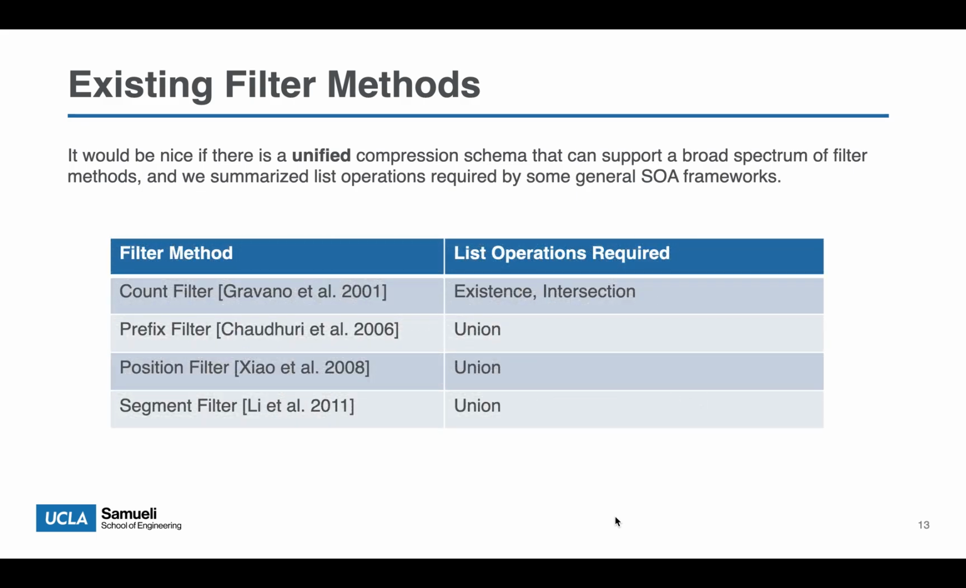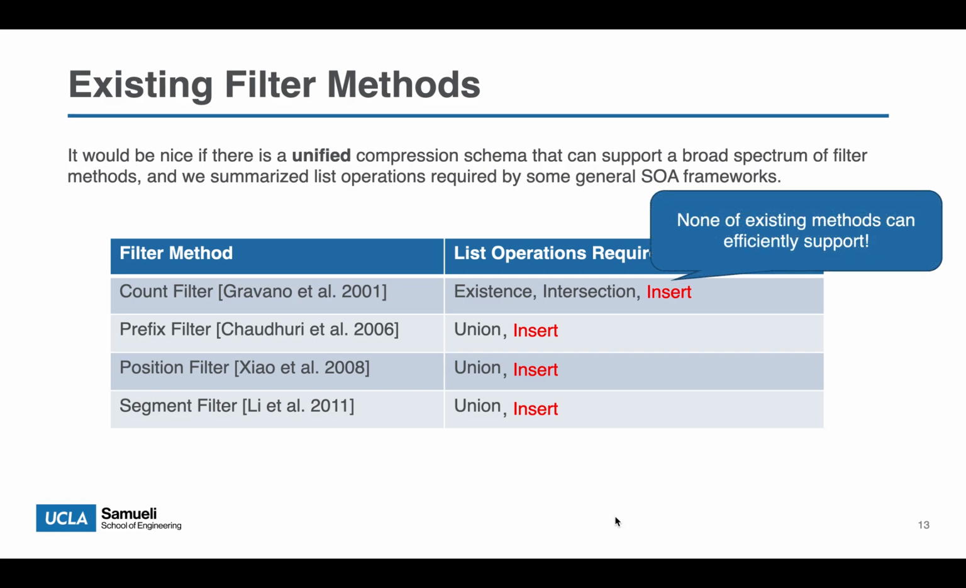So the count filter just checks how many shared signatures there are within a pair. The prefix filter looks at the prefix information. The positional filter additionally looks at some positional information, and the segment filter tries to partition the string into disjoint parts. So the count filter requires list operations such as existence checking and intersections, while other filters require union operations. And this is only for string similarity search. If we're talking about string similarity join, all of them would require additional insert operations, and currently none of the existing compression methods can efficiently support these operations.